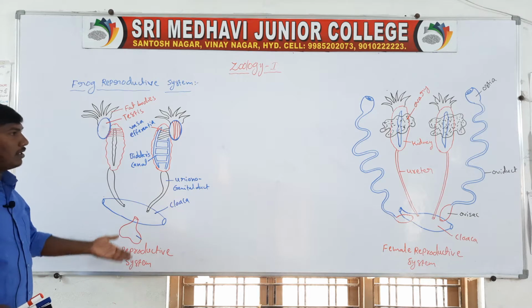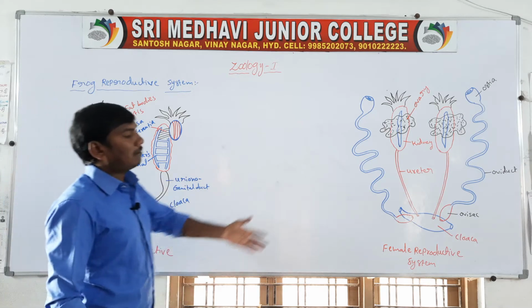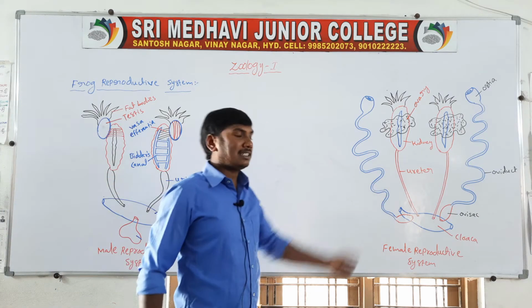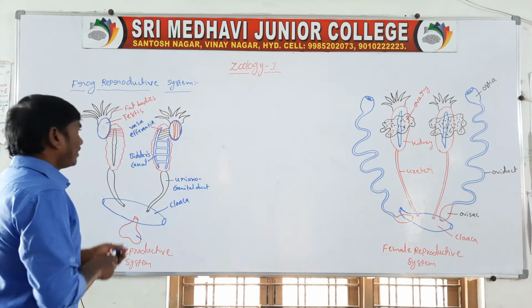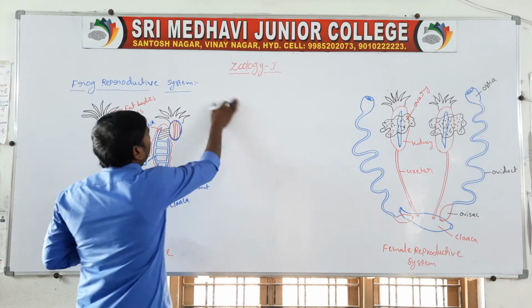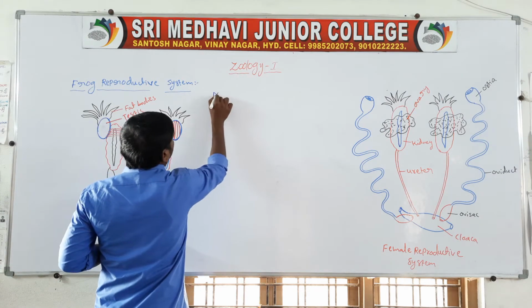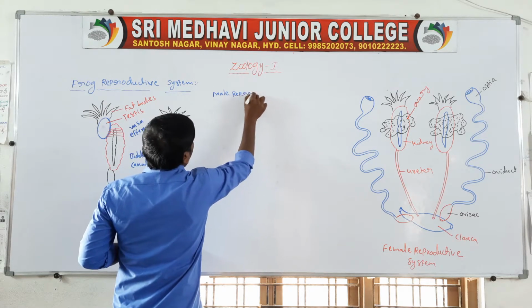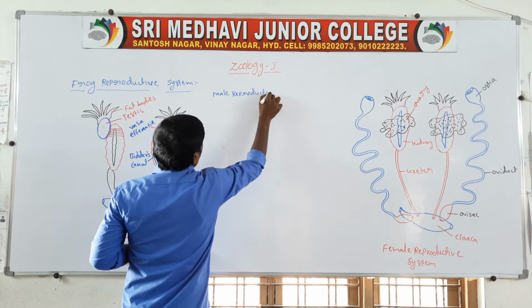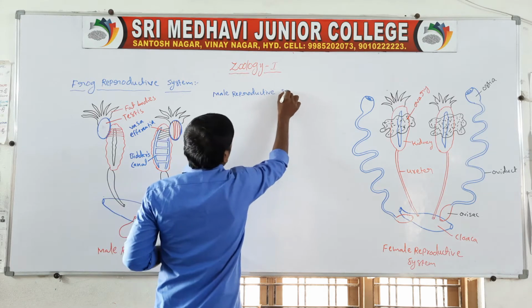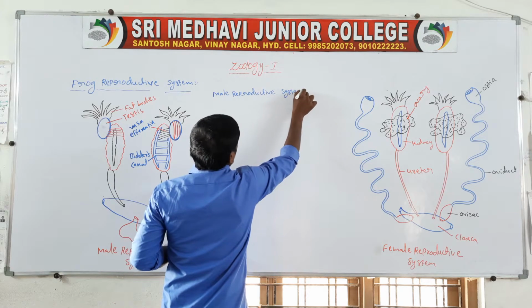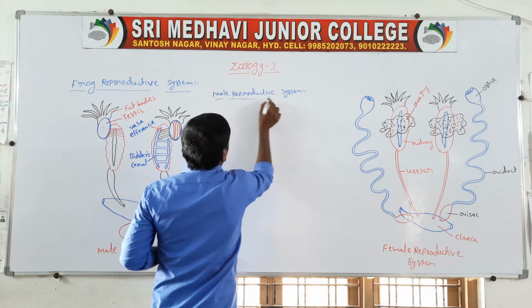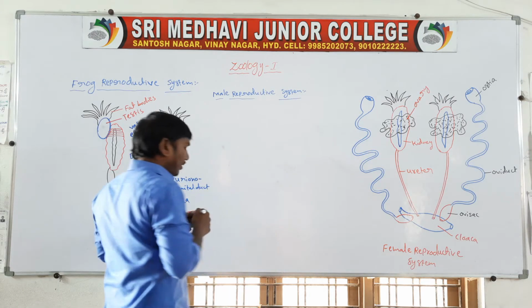Here is the diagram of the male reproductive system. First one, male reproductive system.